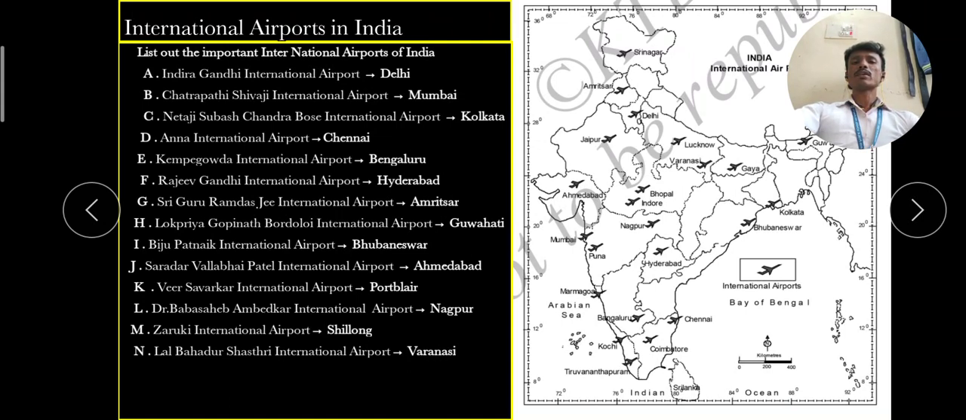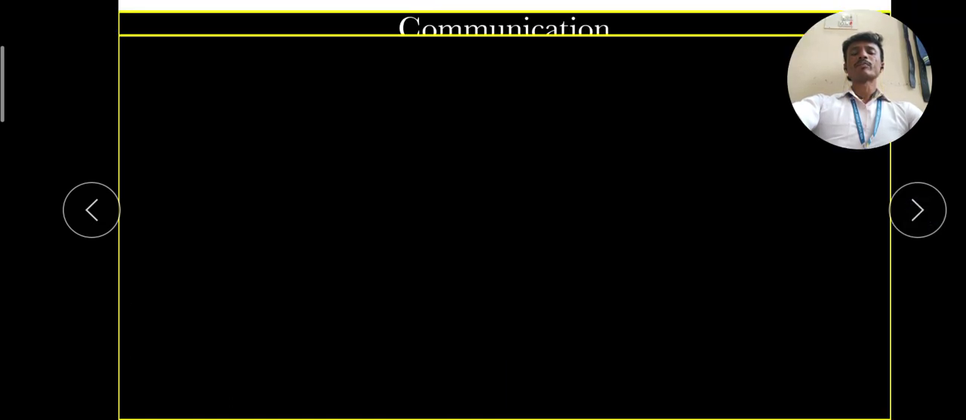Based on this, they may ask a three mark question: list out the important international airports of India. Otherwise, it may be possible to ask as a map question, but not directly. What are they asking? Anna International Airport, Chennai. Rajiv Gandhi International Airport, Hyderabad. Lokapriya Gopinath Bordoloi International Airport means Guwahati. It is possible to ask for the map places, so always keep this in your mind.